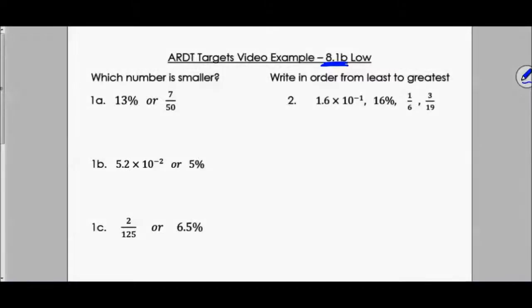Here it's just asking which number is smaller. So we need to change those into a common form. We can't look at 7 over 50 and 13% and expect to be able to do that in our heads and figure out which one's bigger there. They need to look somewhat similar.